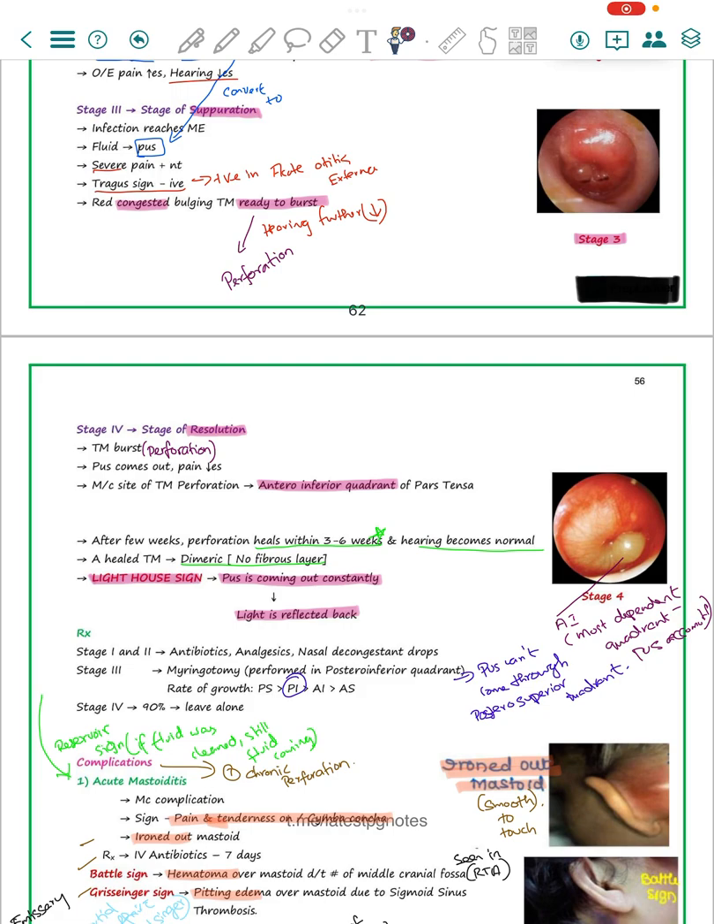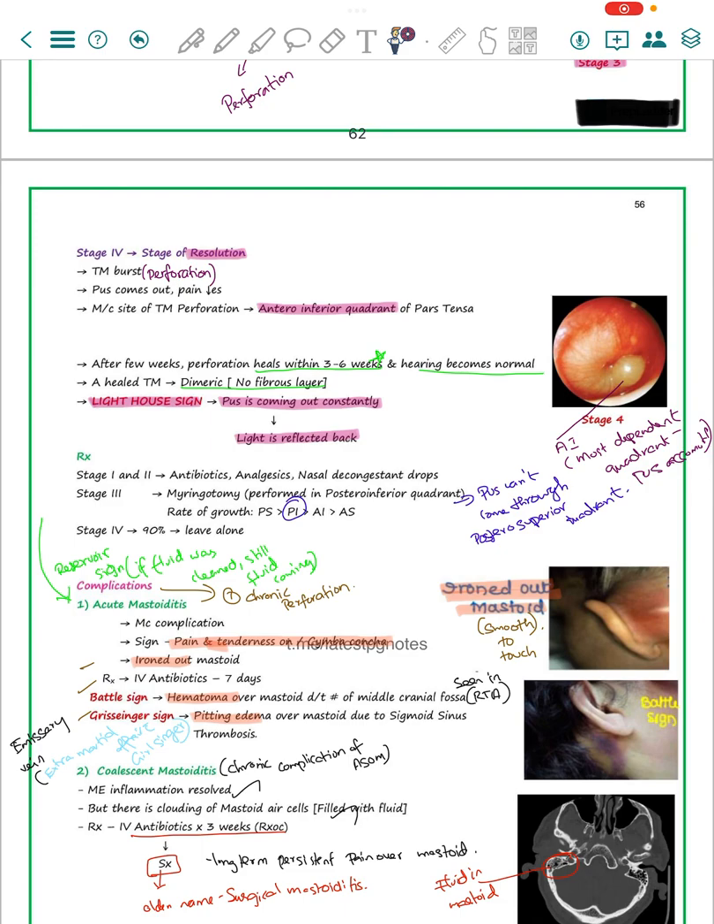Okay guys, after a few weeks the perforation heals within 3 to 6 weeks and hearing becomes normal. A healed tympanic membrane is dimeric. That is, in the healed area there will be no fibrous layer, so it is dimeric. You can see the lighthouse sign. That is when the pus is coming out constantly. When you give a light, the light is reflected back.